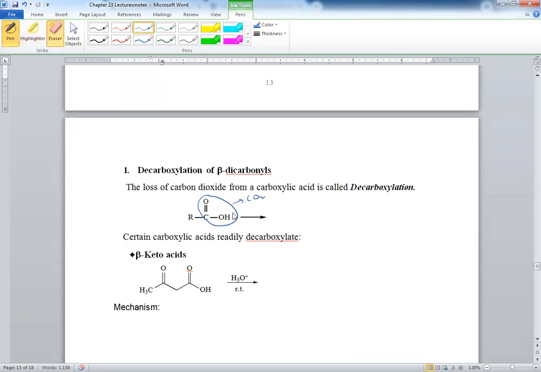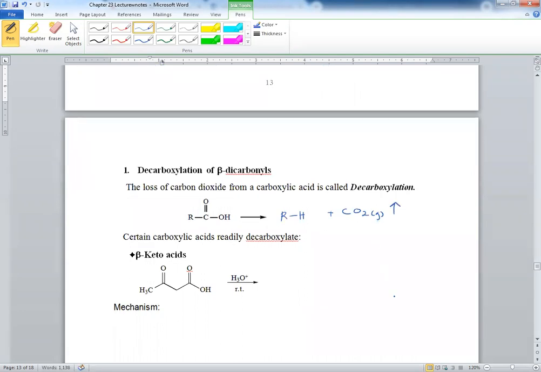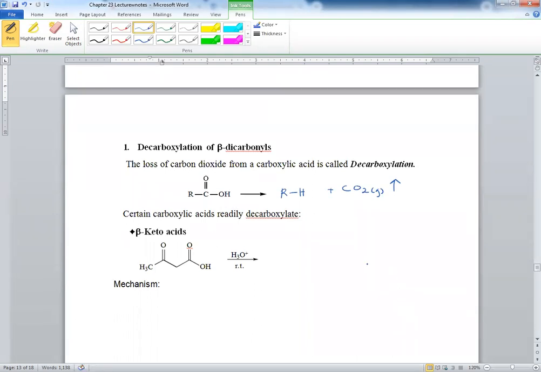We're going to show you more in depth in a real example. But basically what forms is RH. So this R group has a hydrogen attached to it. And of course, CO2 becomes a gas. And the arrow, if you ever see it up in chemistry or in biochem, it means it's bubbling away. There are certain carboxylic acids that readily decarboxylate. Decarboxylation means the removal or the loss of carbon dioxide.